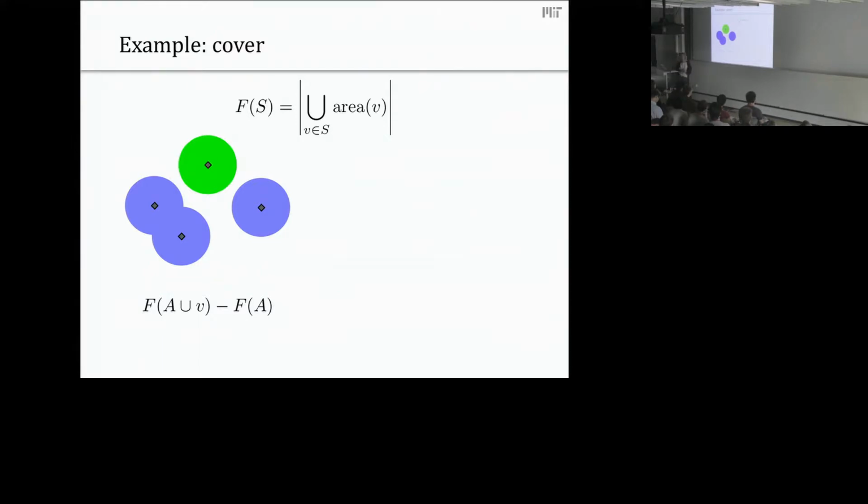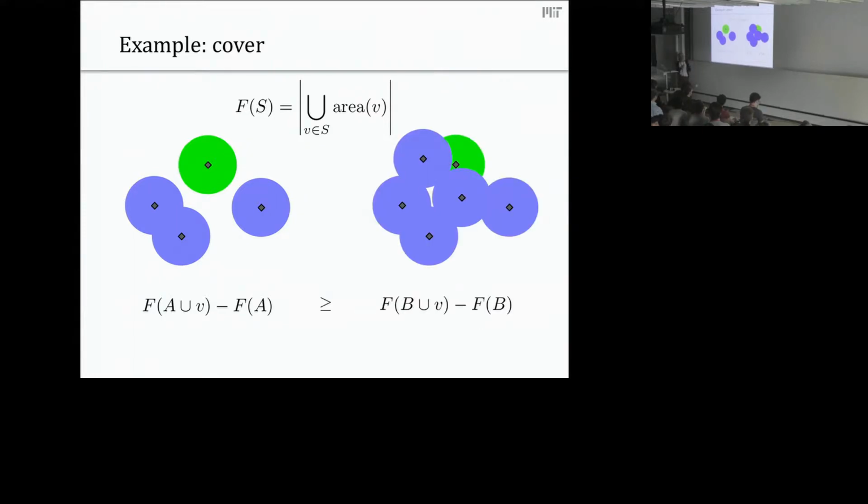So now if I look at the marginal gain, if I've selected a few and I'm adding the green one, I'm getting a lot. As I have selected more and more, essentially the additional area that I'm covering gets smaller and smaller and smaller. Right? So proof by picture, coverage is a submodular function, just the jointly covered area.